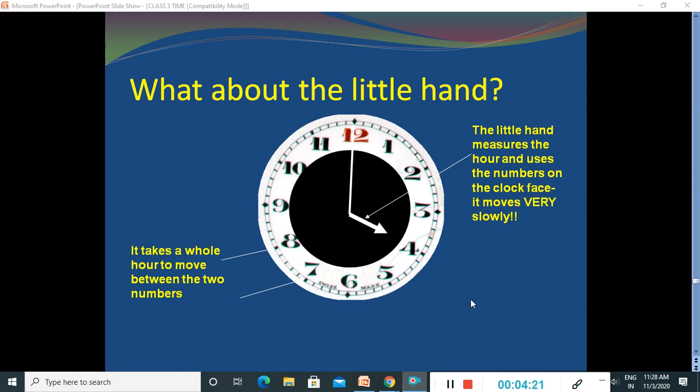So students, we have learnt about the minute hand. Now what about the little hand, the hour hand? The hour hand moves very slowly, because when the hour hand moves from one number to another number, it means a whole hour. Means when the minute hand completes a round on the face of a clock, it means 1 hour. So the minute hand moves faster than the hour hand. The hour hand moves very slowly.